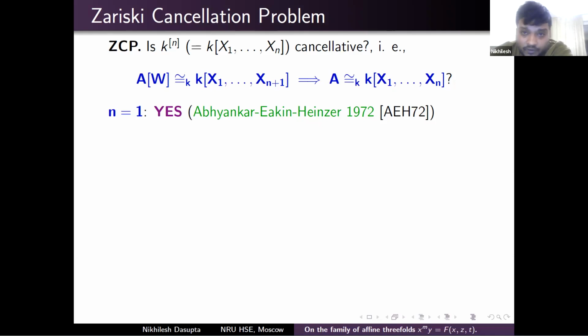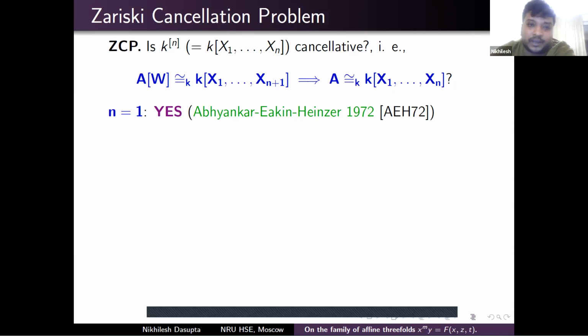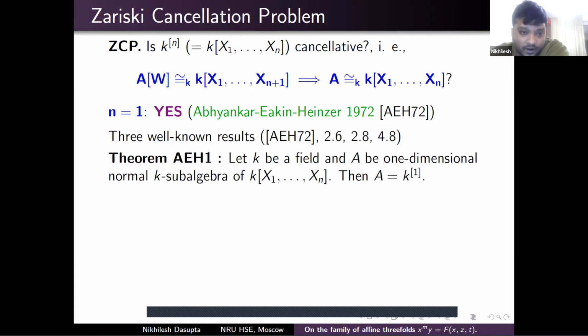It's not that they were proving the Zariski cancellation problem. They obtained several results giving conditions on an algebra A so that it is a polynomial ring in 1 variable. What we will need is A sitting inside some bigger polynomial ring. So let us look at the results: 3 well-known results. I quote them as AEH 1, 2, and 3 because I will need them later on.